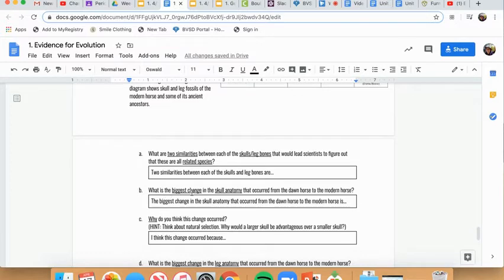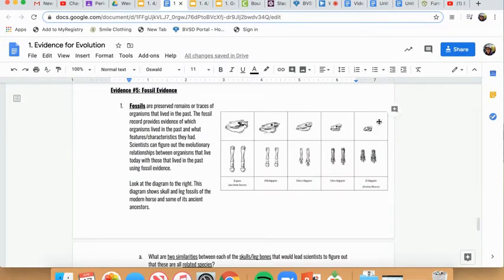B, what is the biggest change in the skull anatomy that occurred from the dawn horse to the modern horse? So the dawn horse is this last column here. Okay, and for this question, you're only looking at skulls. So what is the biggest change that you notice over time until the modern day horse?